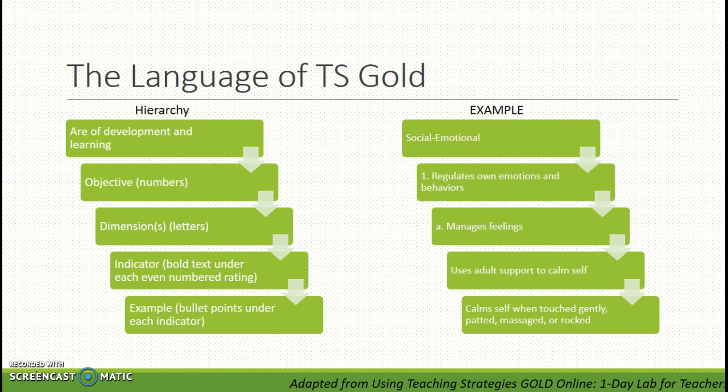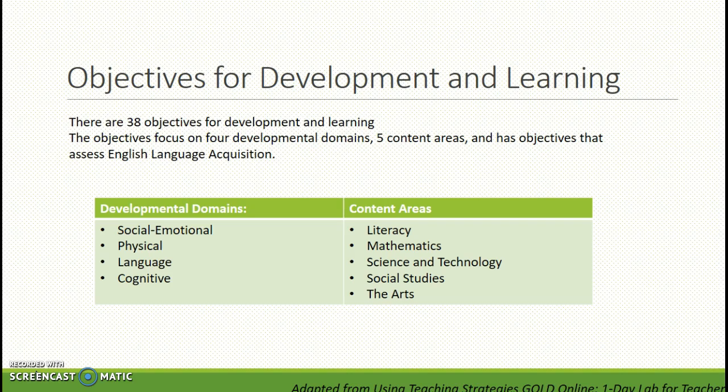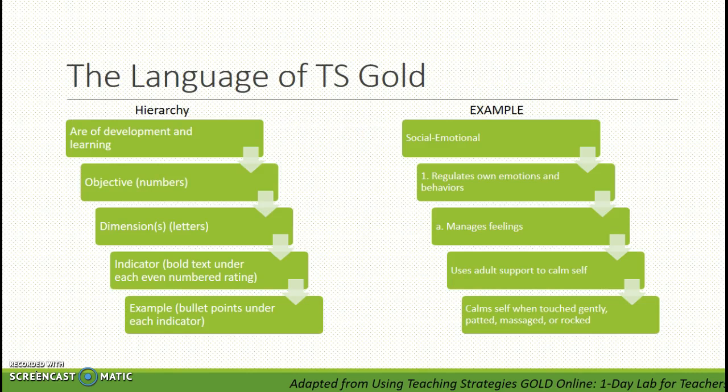Now from there, there's kind of a hierarchy. And so you may have noticed this as you paged through the TS Gold Child Assessment Portfolio throughout the quarter. And so here, take a look at the left side and look at the hierarchy. So the top thing on the hierarchy is the area of development and learning. So that's a typo there, it should say area. The area of development and learning is either social, emotional, physical, language, cognitive, literacy, math, science, technology, social studies, or the arts. So that's your area of development and learning.